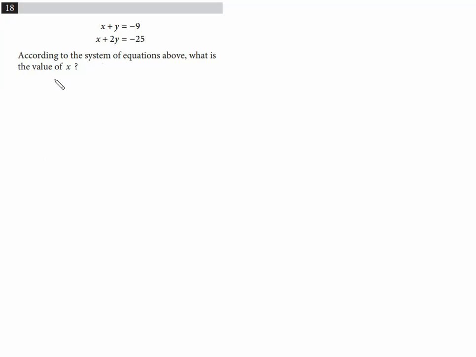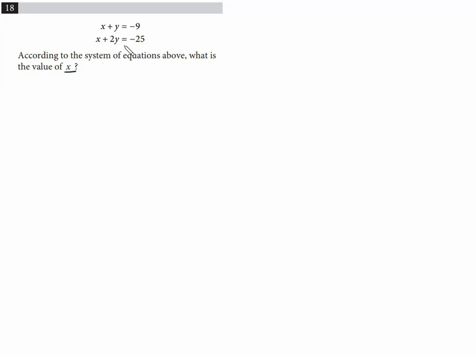Question 18. According to the system of equations above, what is the value of x? Now, again, system of equations, I'm going to show you two ways to do it. The first is the long way, and then I'm going to show you a shortcut.